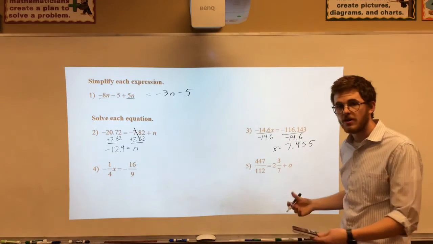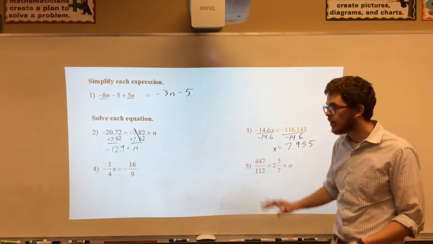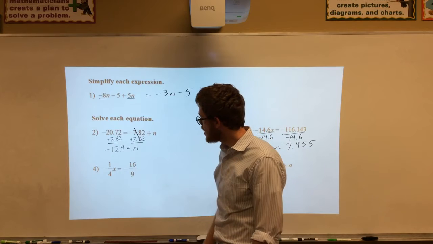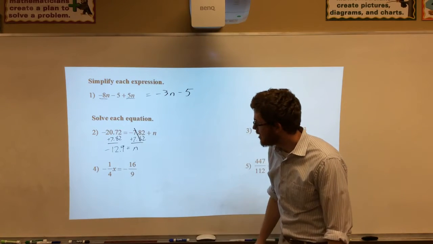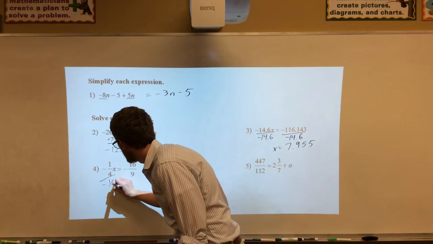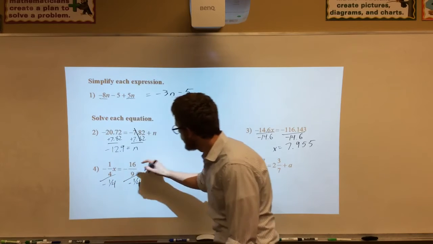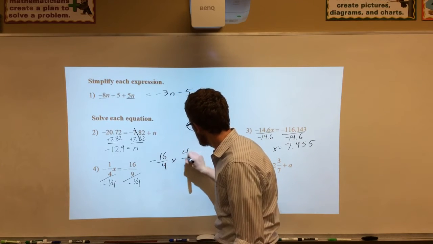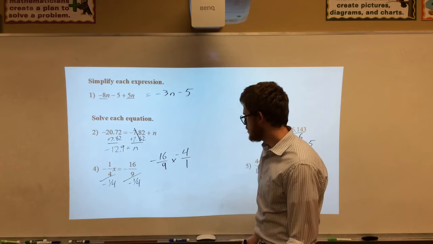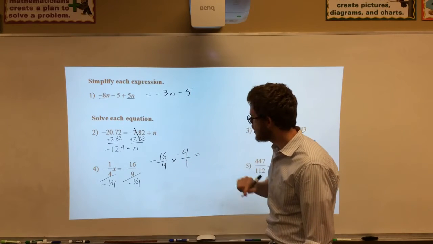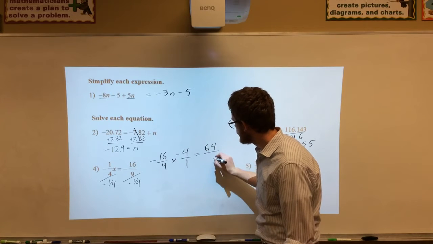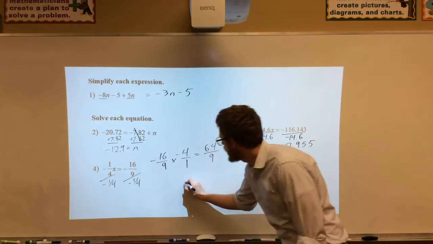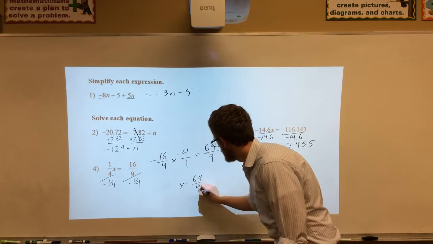Of course, you should be able to do this without a calculator. I'm using a calculator to save time and to just show you how to set this up and let you check your answer. Number 4, multiplying by a negative 1/4 in front of my x, so I will divide by a negative 1/4. When I divide by fractions, I keep, change, flip. Negative times a negative is a positive, 64 over 9. And so x equals 64 over 9.